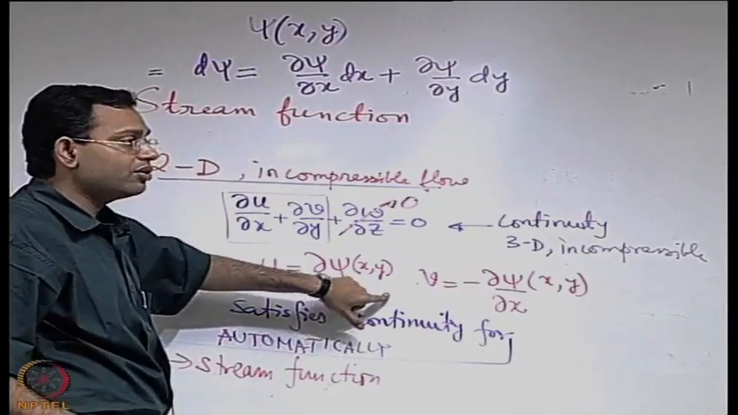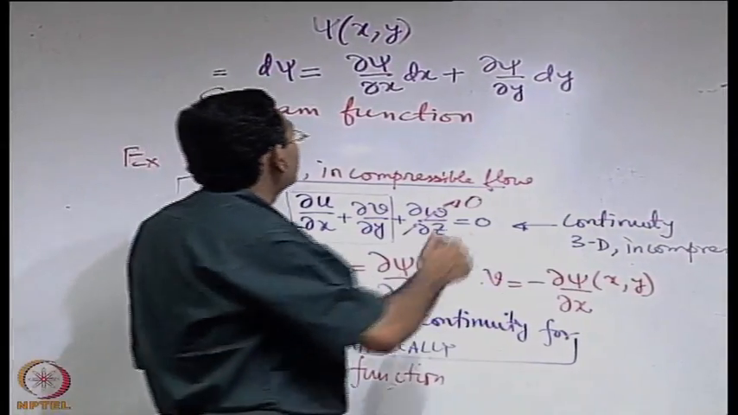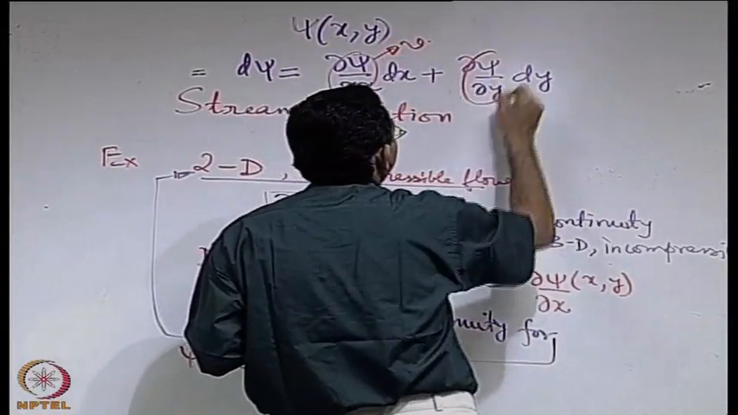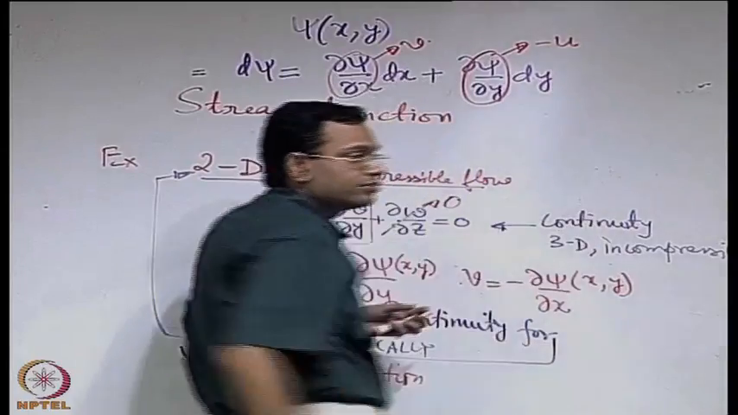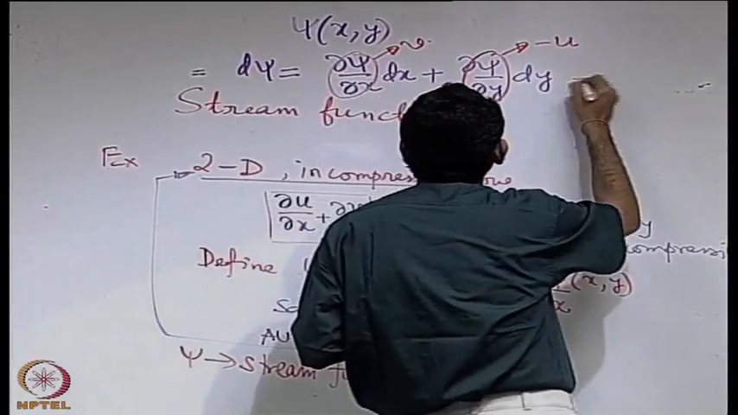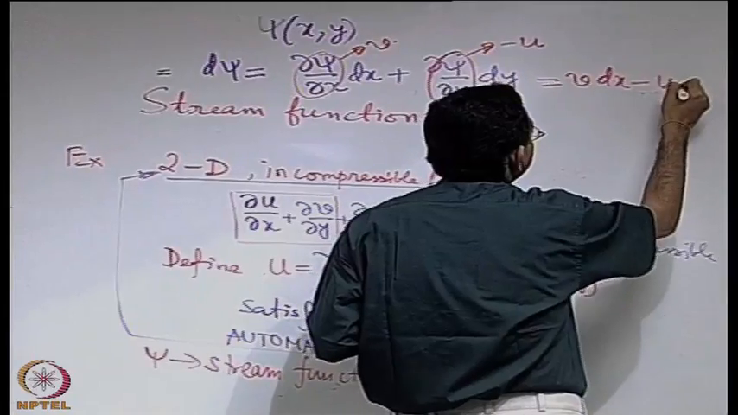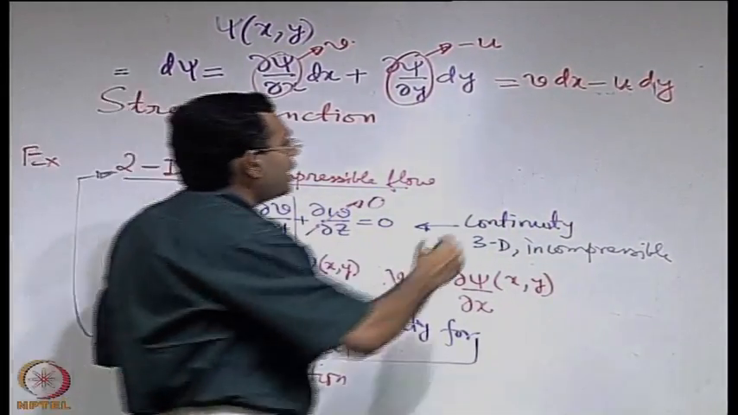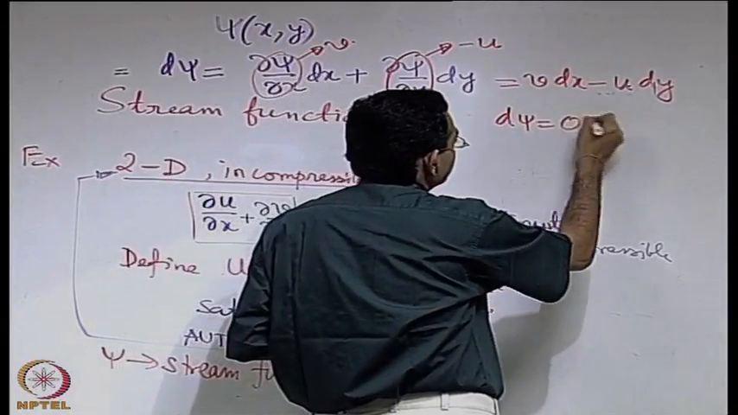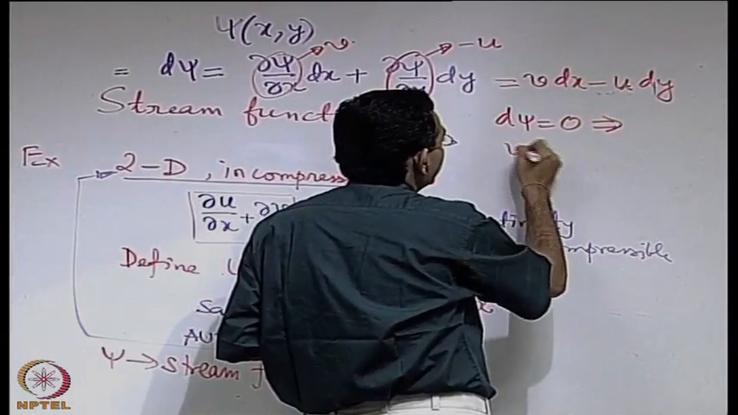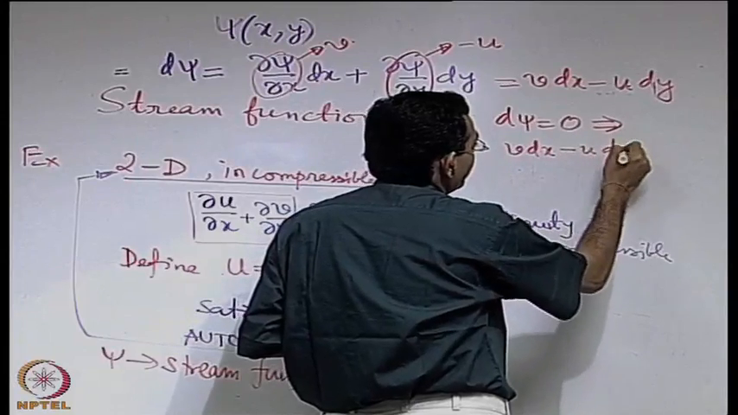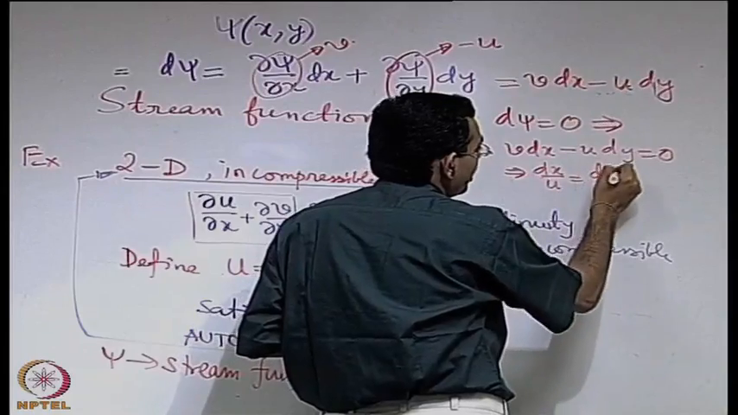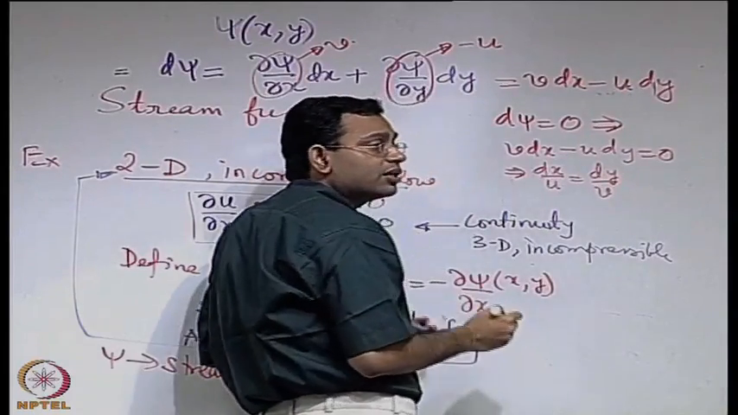So if we take this particular definition, then in place of this, the first term you can write as v and this as minus u. So this will become v dx minus u dy. So what is represented by d psi equal to 0? d psi equal to 0 is represented by v dx minus u dy equal to 0. That means dx by u is equal to dy by v. What is this? This is nothing but the equation of a streamline.